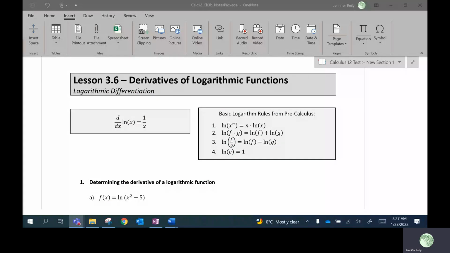Hello, everybody. This is lesson 3.6, derivatives of logarithmic functions. At the top of our notes here, we have some rules to go over.